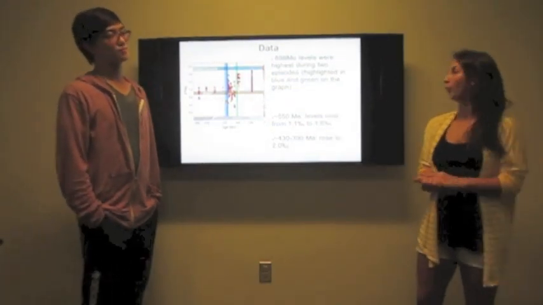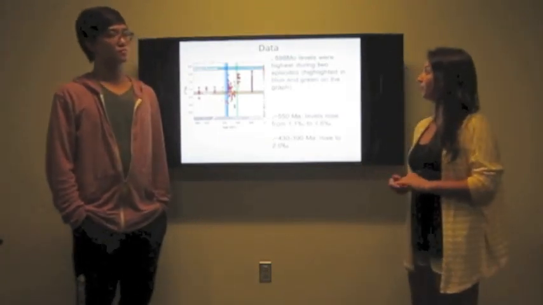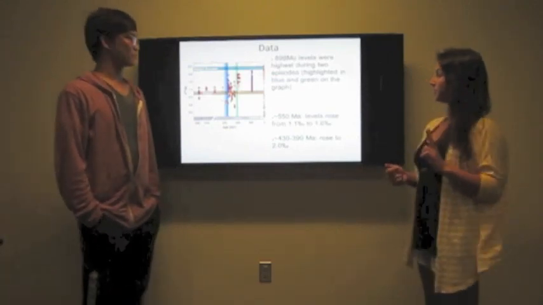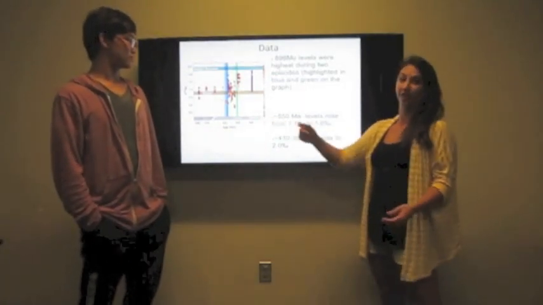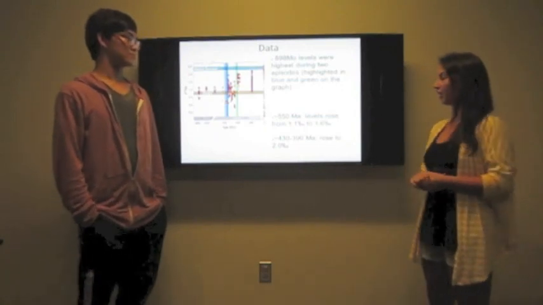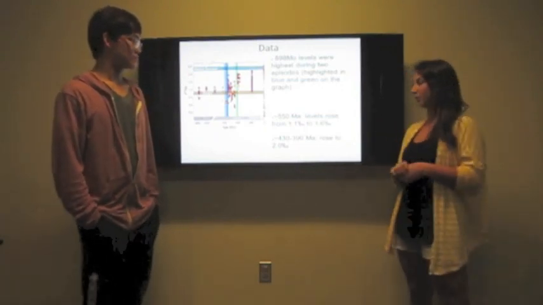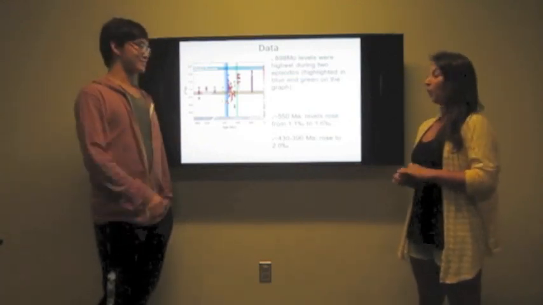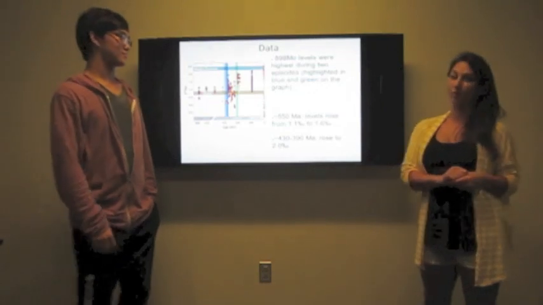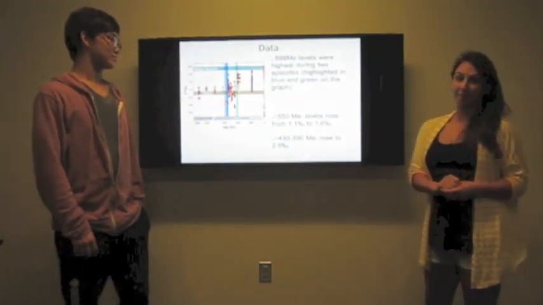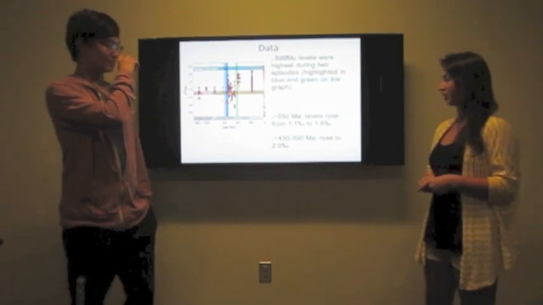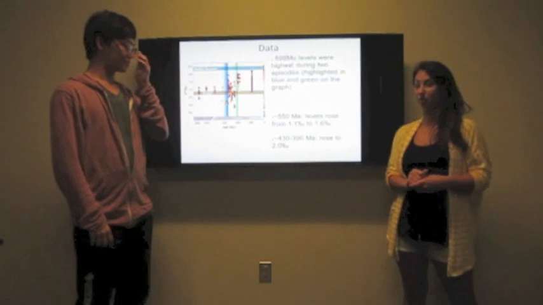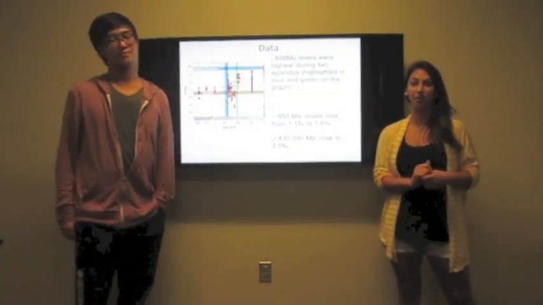When studying these samples, as you can see in the graph, the levels were highest during two main episodes, highlighted here in blue and in green. The first episode occurred approximately 550 million years ago, and oxygenation levels rose from 1.1 per mil to 1.6 per mil. The second episode occurred approximately 430 to 390 million years ago, and oxygenation levels rose to 2 per mil, which is approaching modern levels.